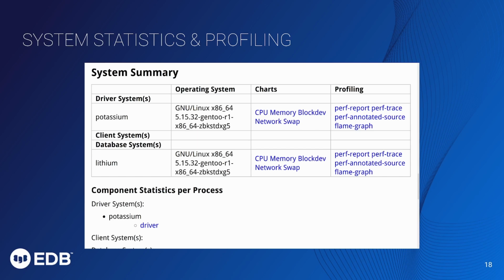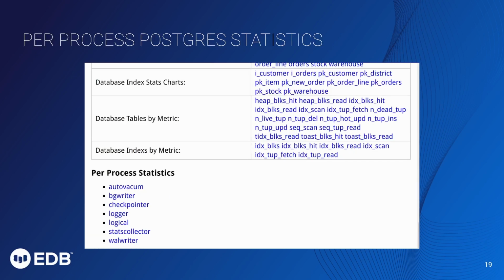Then finally, at the bottom of the page, there is a section of per process statistics on the database system, or for Postgres in particular. These will be charts showing processor, memory, disk utilization, all the various system statistics for the processes, such as the processes that get started from autovacuum, the background writer, checkpointing, logging, replication, the stats collection, and the transaction writer, the WAL writer.